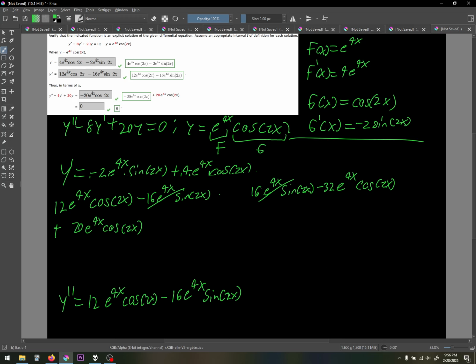Okay. So now we have 20 plus 12. When you combine these two, that's 32e to the 4x cosine 2x. So these cancel out. So it equals 0. Right there. And they're showing that when you combine these, like this here and this here, they cancel out. I guess that's what they're trying to show there.